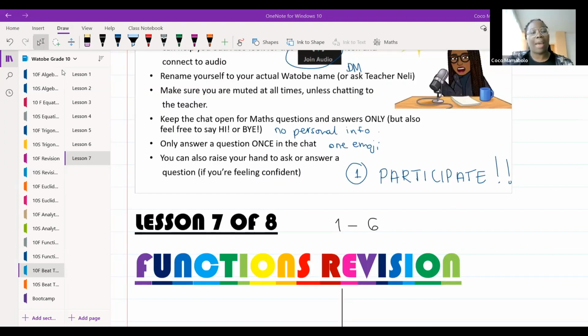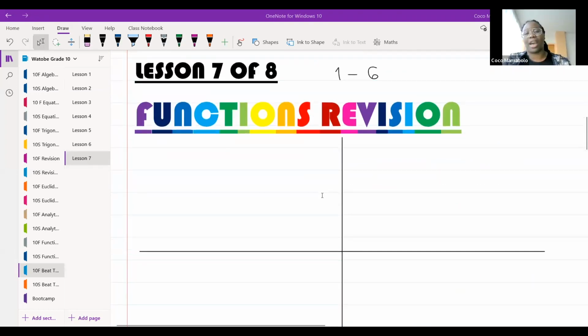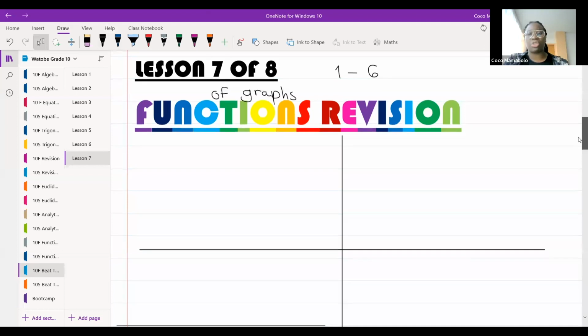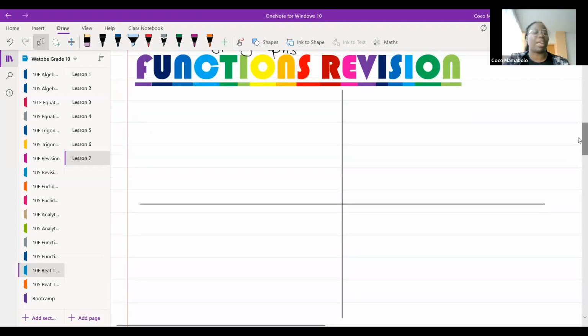Cool. So I'm going to do a couple of notes for you guys on functions. Remember, functions are usually functions of graphs. This is what we're looking at. When we talk about functions, we're talking about functions of graphs. And I'm going to do a very quick summary of everything that you need to know about functions, and then we're going to put that into practice.